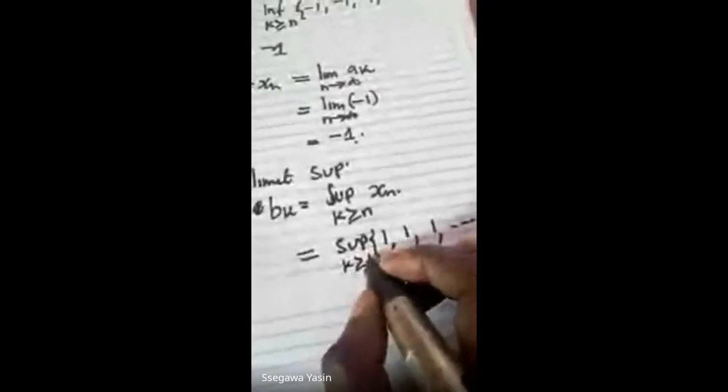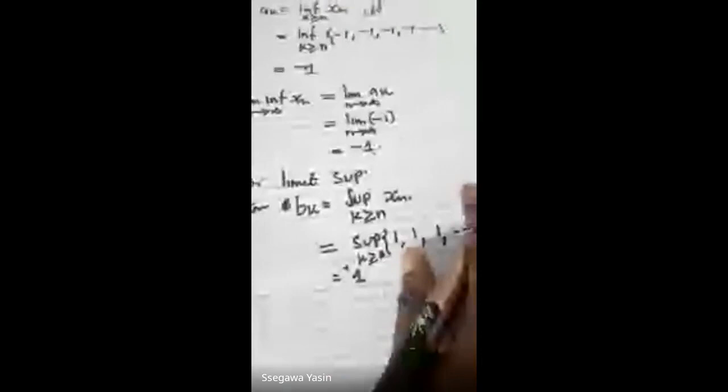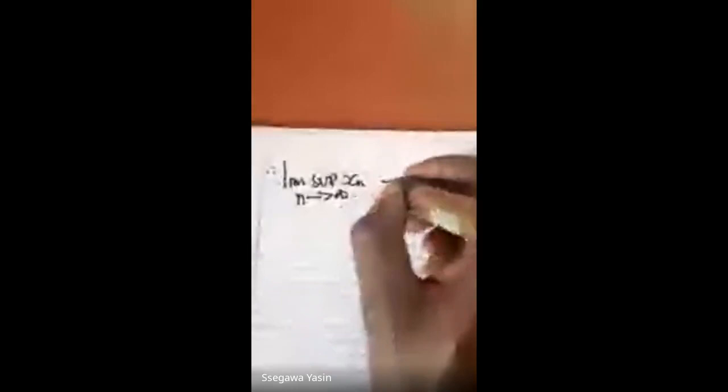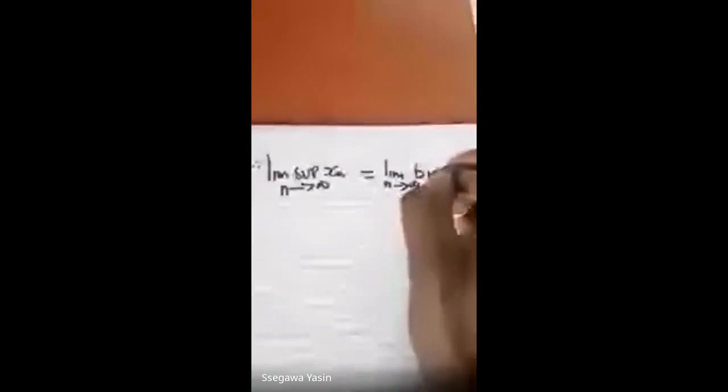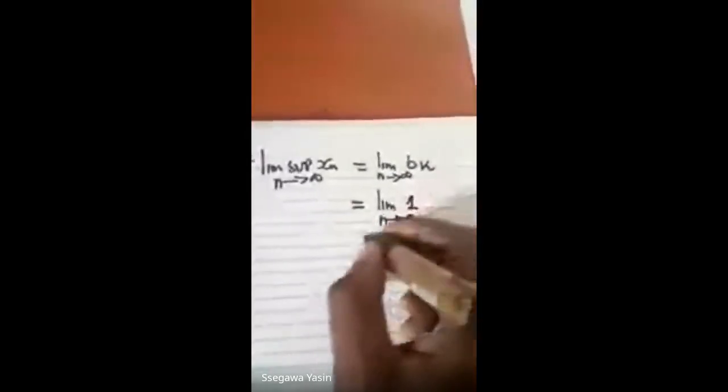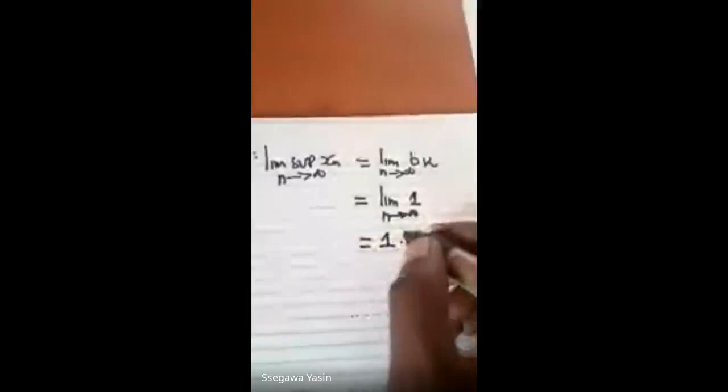So this is k greater or equal to n. And as n goes to infinity, you find that you get back a 1. It implies that it will not change. This is positive 1. So if you have got positive 1, we can say, therefore, the limit sup of the sequence x_n as n goes to infinity, we shall find ourselves having the limit as n goes to infinity of b_k, and this one here will equal the limit as n goes to infinity of 1, and finally you're going to find yourself with a positive 1.